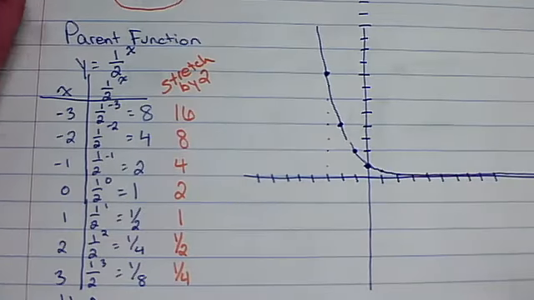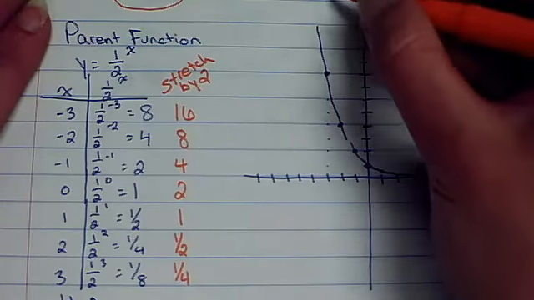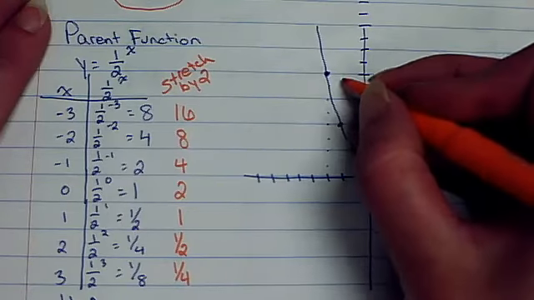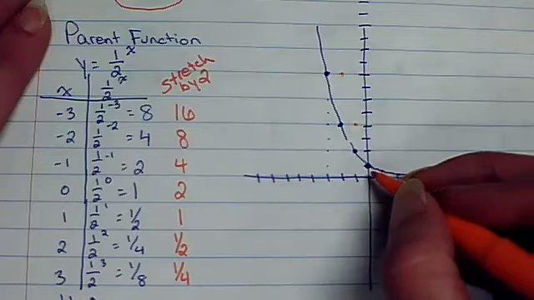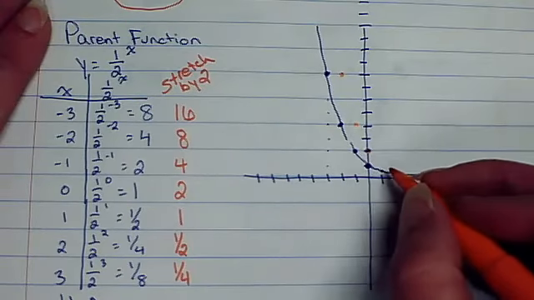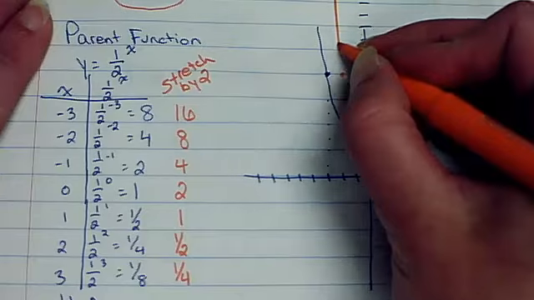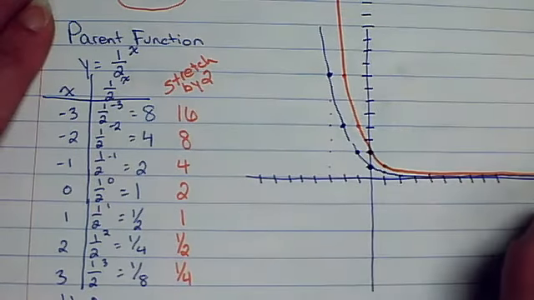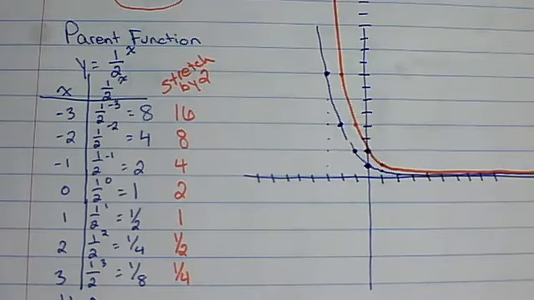I'm vertically stretching. So I'm taking each of these points. This one was at 8. Now it's going to be way up here at 16. This one was at 4. Now it's going to be at 8. This one was at 2. It's going to be at 4. So everything is getting doubled. So it literally pulls it all up. Now it still has that same asymptote. That hasn't changed any. But now I have stretched.